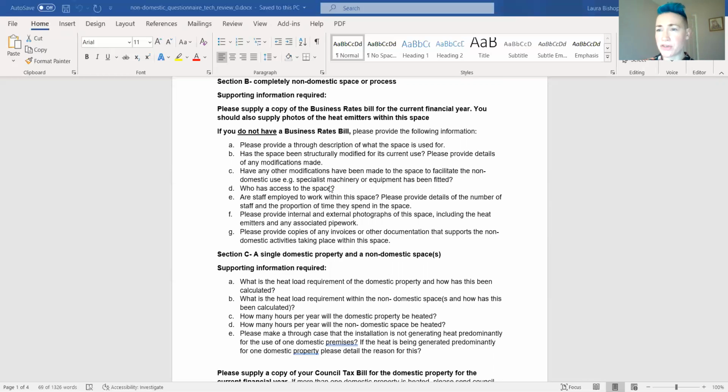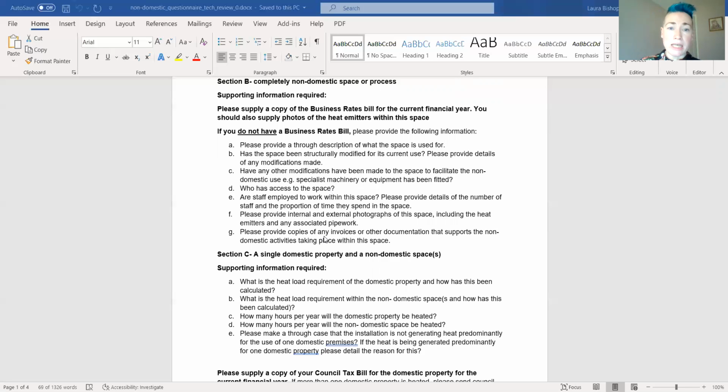Internal and external photographs, again, always requiring photographic evidence of the building inside and outside. In this case, it includes heat emitters. So you need to show there's radiators, fan coil units, air heaters, taps, showers, things like that. You know, just as much as you can put in there. It'll stop Ofgem asking further questions.